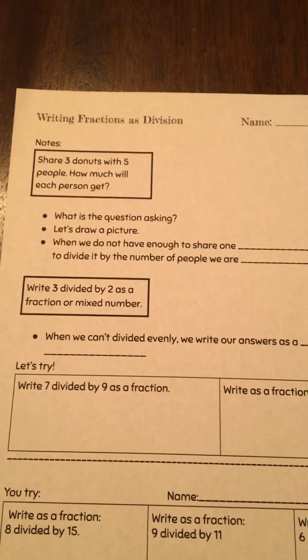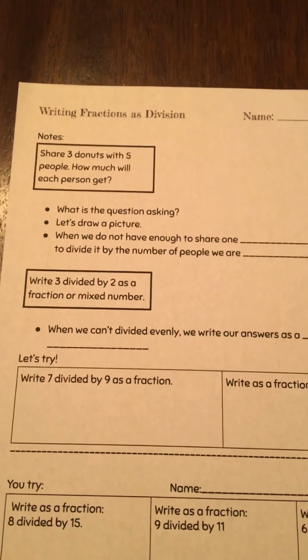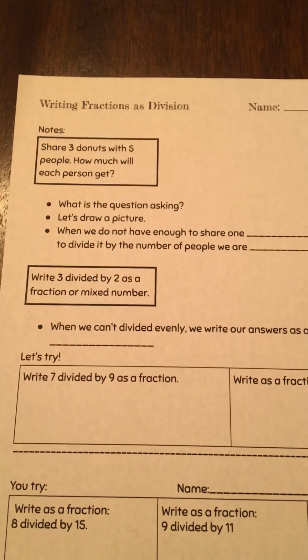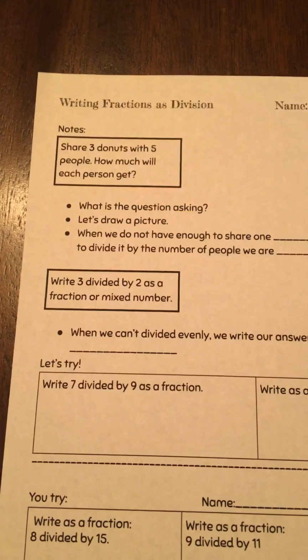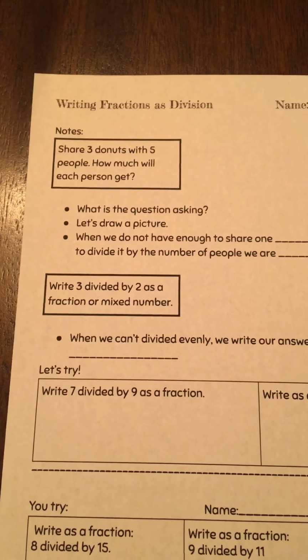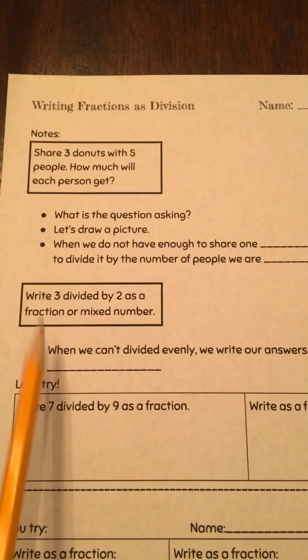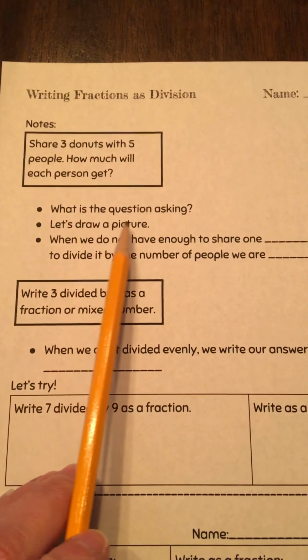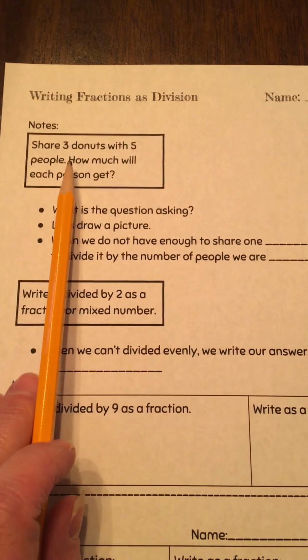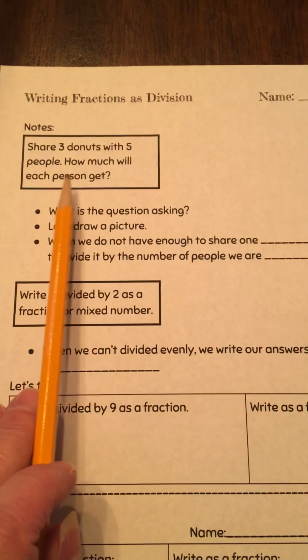Okay, today's lesson is we're going to be learning about how to write fractions as division. So our question is, share 3 donuts with 5 people. How much will each person get? So the first thing we want to ask is, what is the question asking? So the question is asking, how much will each person get?